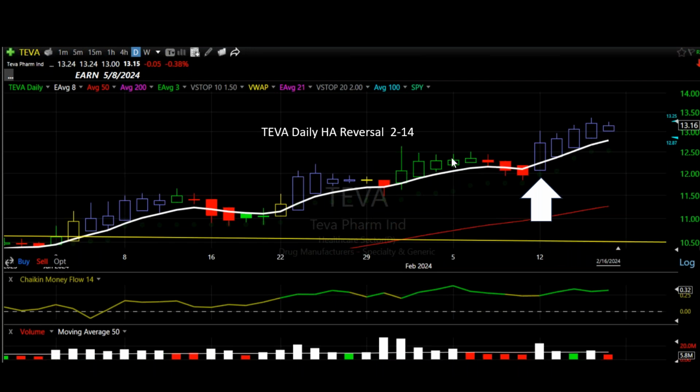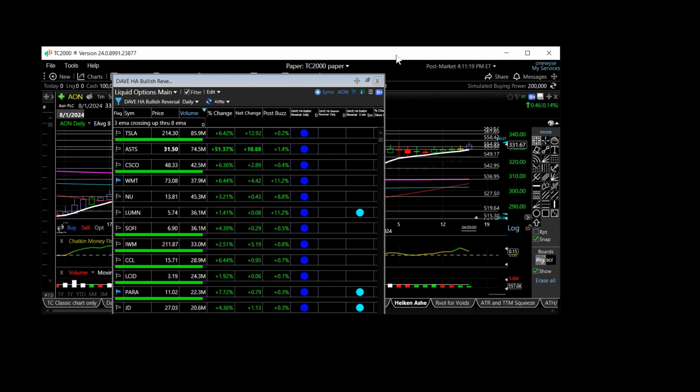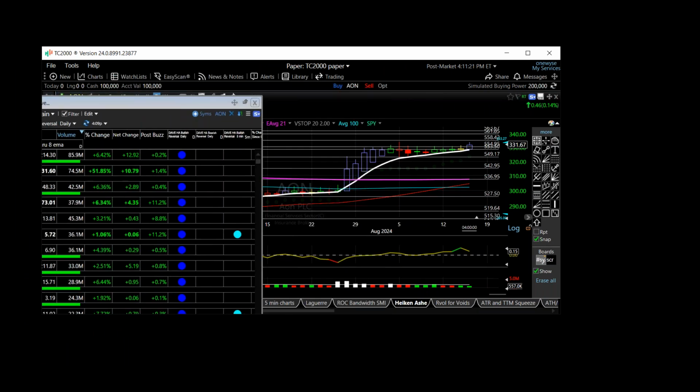Teva, same thing. Coming down, see this flat top, flat bottom with a big candle. Beautiful reversal candle. Bought Teva right there, and it was another nice long trade. Okay, so that's what Heiken Ashi candles look like. So I'm going to look at some live charts. If you don't mind, I'm going to pull my TC2000 over here for a minute, because it'll be easy to see on TC2000.